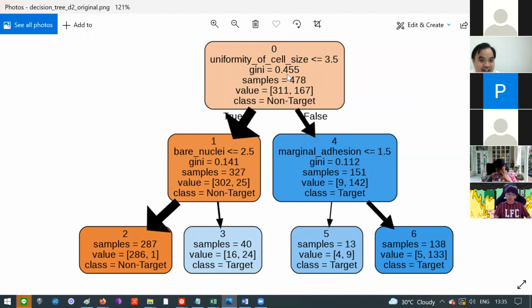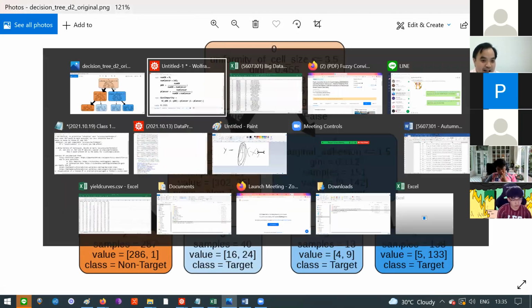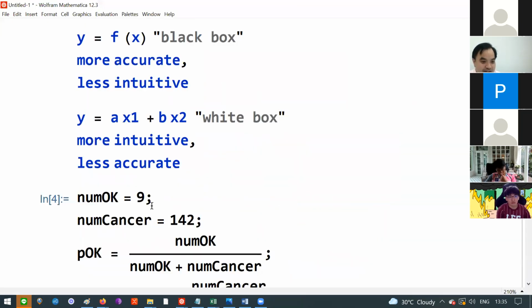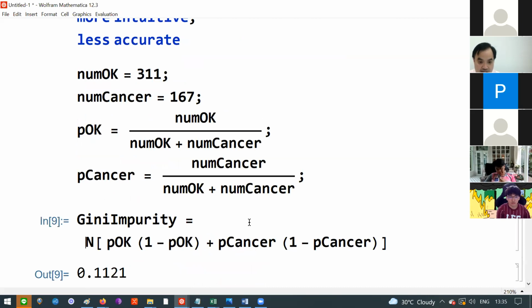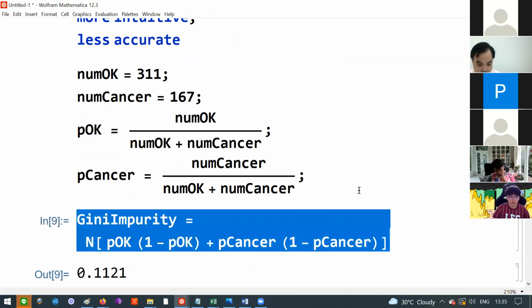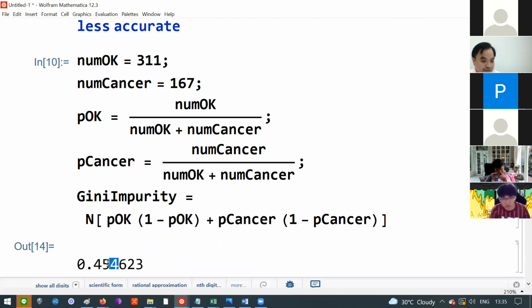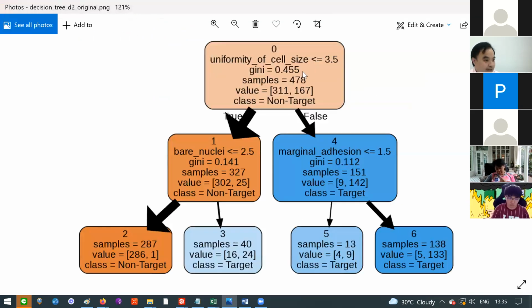Okay. Now, if you want to get the original one, right? 4.5, we'll say something like 311.166, 311 and 167, right? And 455. Okay. In fact, Gini is what's driving this algorithm.